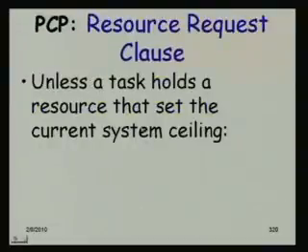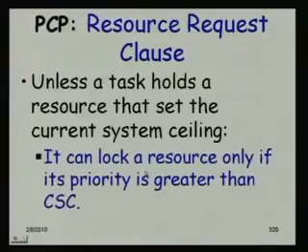So, here, unless a task holds a resource that set the current system ceiling, it cannot lock a resource unless its priority is more than the current system ceiling. I do not think there is an example here, so I will take one. This is one of the very basic workings of the ceiling protocol. I will read the statement once again: unless a task holds a resource that set the current system ceiling, it can lock a resource only if its priority is greater than the CSC, the current system ceiling.